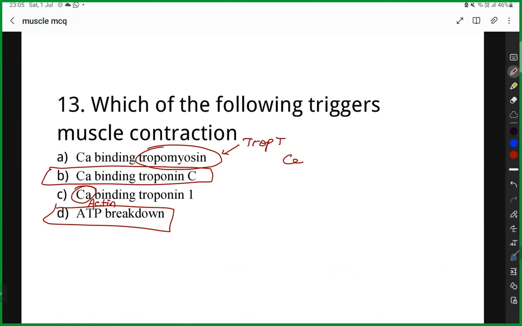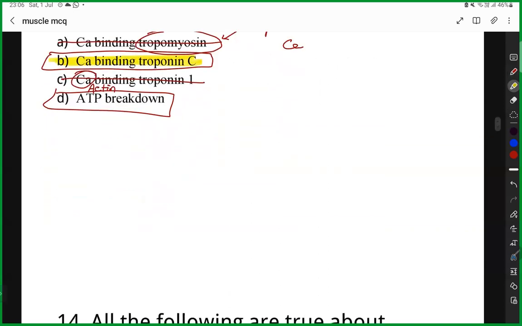Only TROP-C binds calcium, so this is ruled out. You need ATP. I accept that ATP is required for the process of your muscle contraction. Calcium binding troponin C is also required. But which is the best answer? Which triggers your muscle contraction? If you look, calcium binding TROP-C is going to be the best answer. Therefore, I am choosing that.